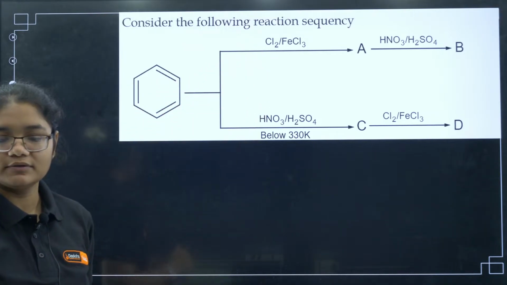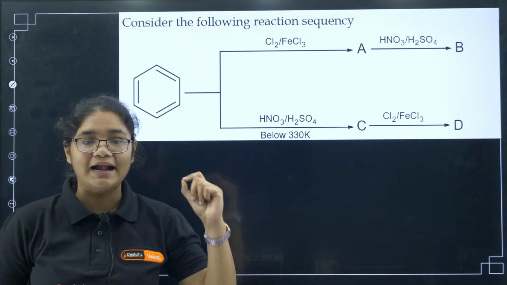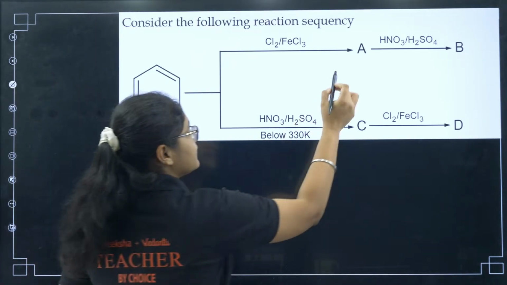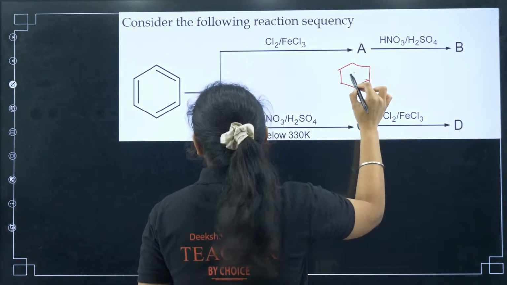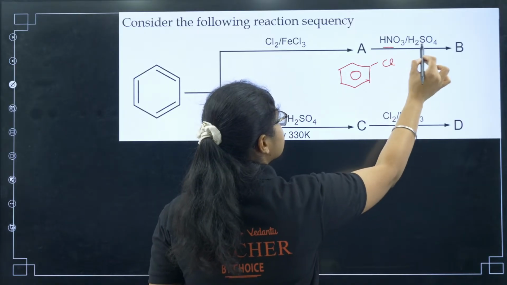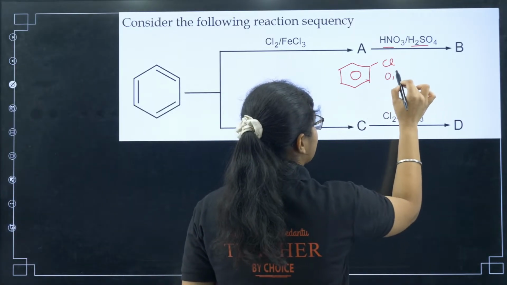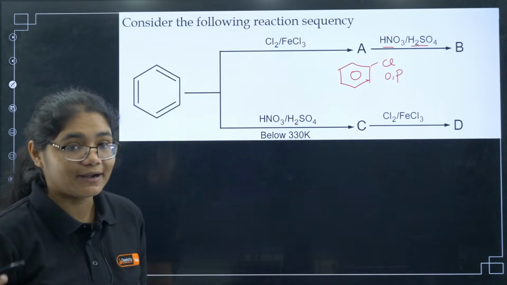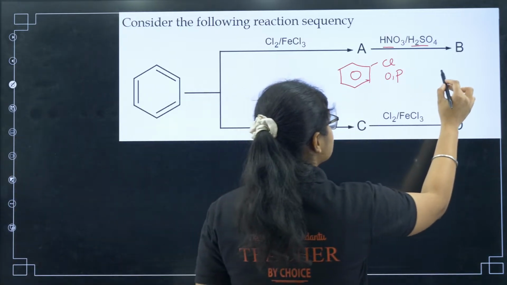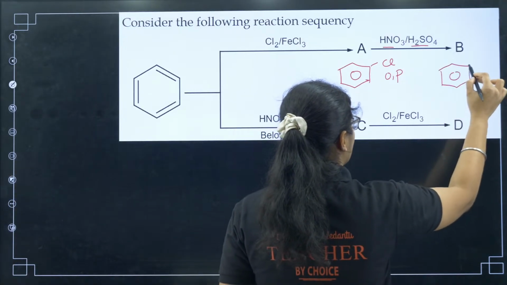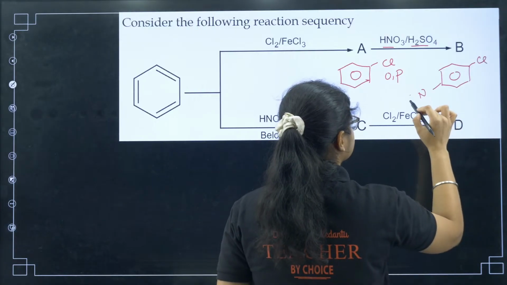Cl2/FeCl3, what will this do? What will this add? A will be, if you add Cl2/FeCl3, you will get Cl. Then HNO3 and H2SO4. Now see, chlorine is ortho-para directing. So NO2 will be attached at the para position. Para product is the major product.